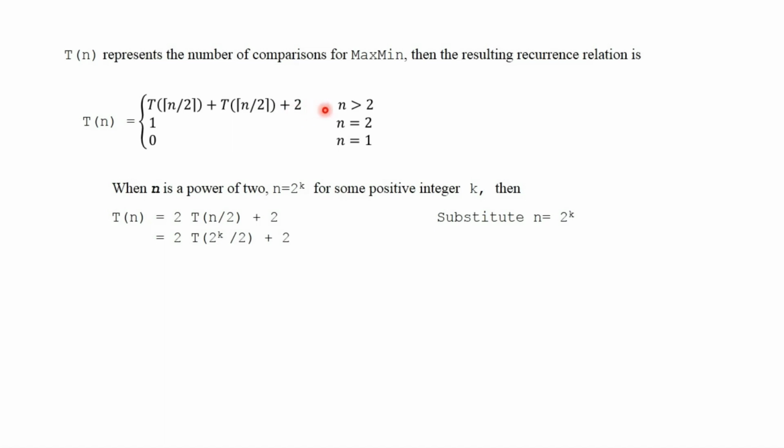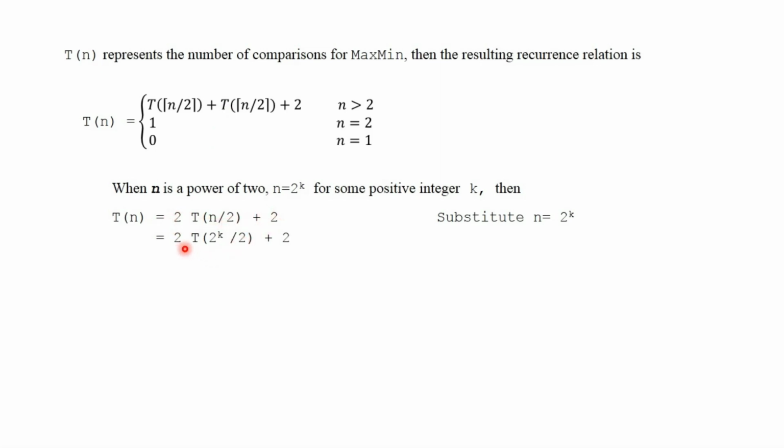So this is 2. This is for larger instances of the problem, that is when n is greater than 2. So when n is equal to 2, how many comparisons are you going to make? Only one comparison, and when there is only one element, no comparison is made, so it is 0. So if n is a power of 2, that is n is equal to 2 to the power of k, where k is a positive integer, then the recurrence relation is T of n is equal to 2 times T of n by 2 plus 2.